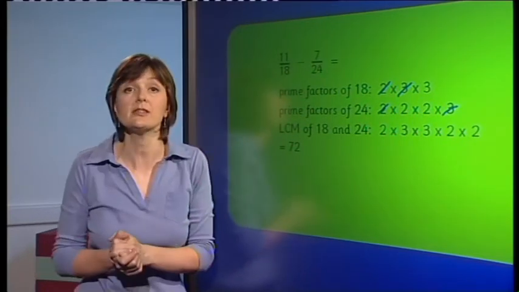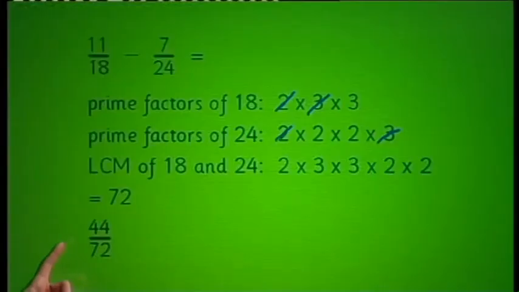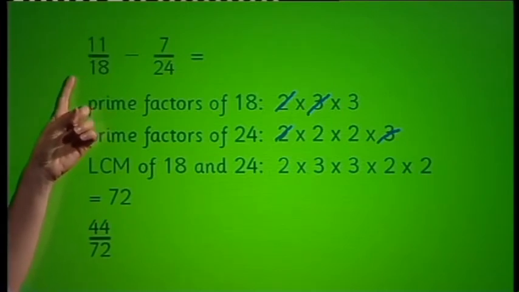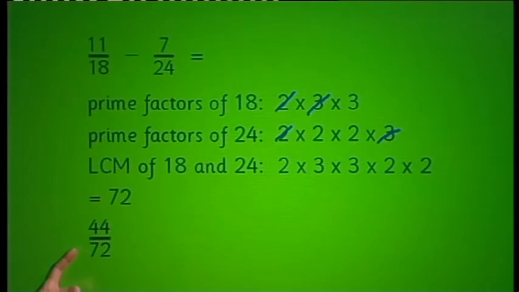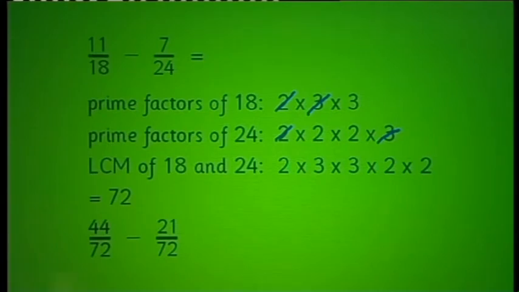Well, that's not at all difficult. 11 over 18 becomes 44 over 72, and that's because I had to multiply 18 by 4 to get 72, so I have to do the same to 11. Multiply it by 4 and you get 44. And 7 over 24 becomes 21 over 72, and this time I had to multiply top and bottom by 3. So now that everything is in 72nds, we can just subtract. 44 minus 21 is 23.